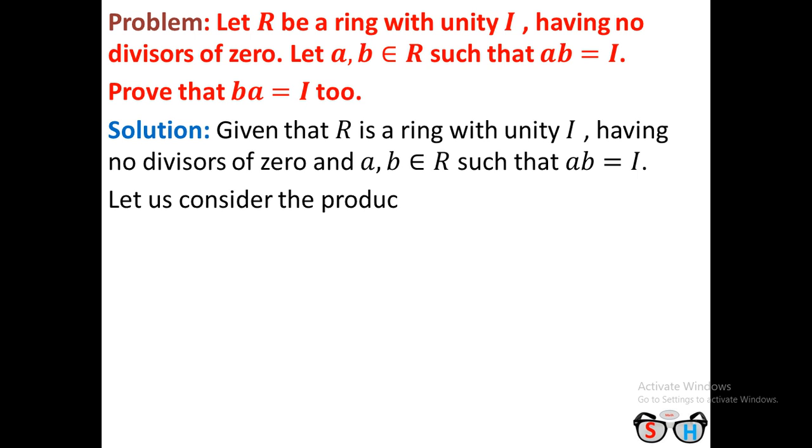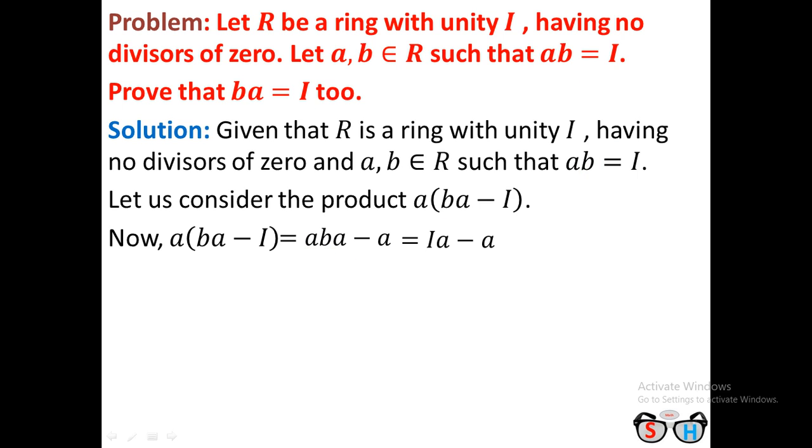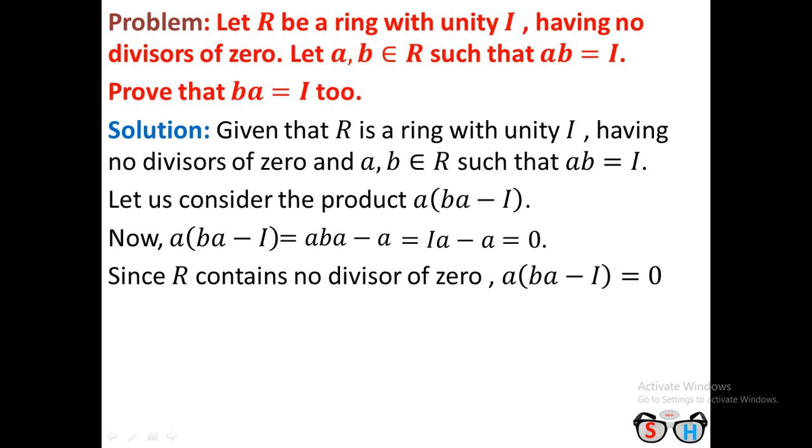Let us consider the product. For that purpose we consider A·(BA − I). If you calculate it, at first I multiply A throughout the expression, therefore the result will be ABA − A. Just use the result AB equal to I. So this will be I·A − A. I·A means A, therefore A − A, this means 0. Here R contains no divisor of 0 and A·(BA − I) equal to 0. That means either A equal to 0 or BA − I equal to 0.